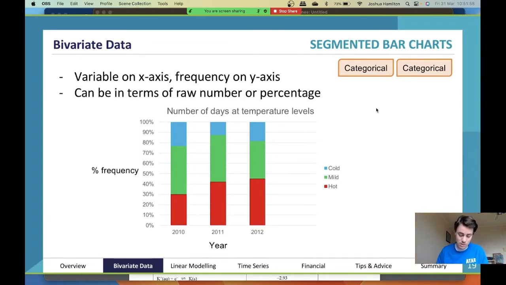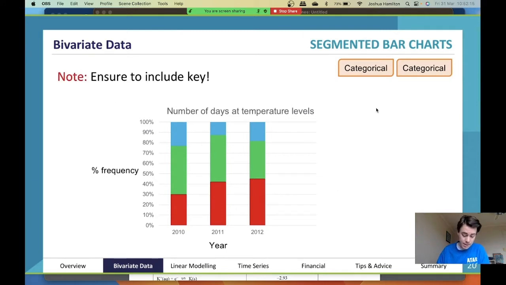So you've got your segmented bar charts, you've got two categorical. So you've got your cold, mild, or hot, and you've got your year, which is technically categorical, even though it's a number, it is categorical. It displays something, it's like a postcode. Categorical ordinal is really important. As you can see here, you've got a key as well, and that's really, really important. The key is super important for segmented bar charts.